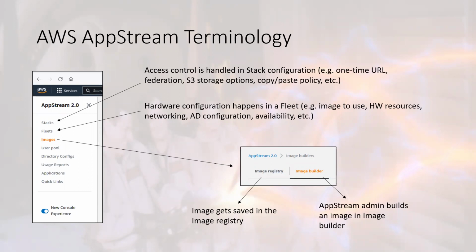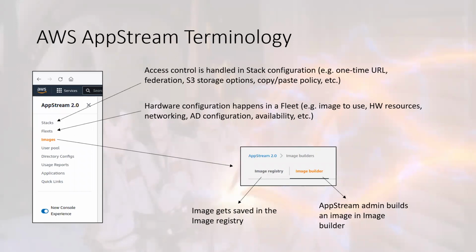There are different ways that access to the streaming app is handled. The administrator might distribute one-time URLs. They might have some federation set up with a third-party service. There are also options to persist data, like using S3. This is also where the copy-paste policies are established for the app.